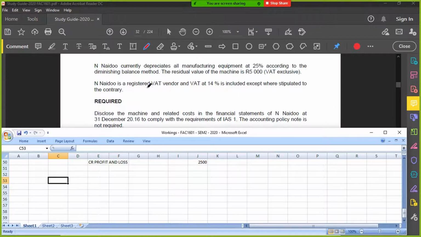Okay. Naidu is a registered VAT vendor. That's important. Is Naidu registered? Yes. So is VAT important? Yes. They're still using 14%. That's bad. This has changed since 2018. They're still using 14. Have they told you to use 15 or are you going to be tested on 14?